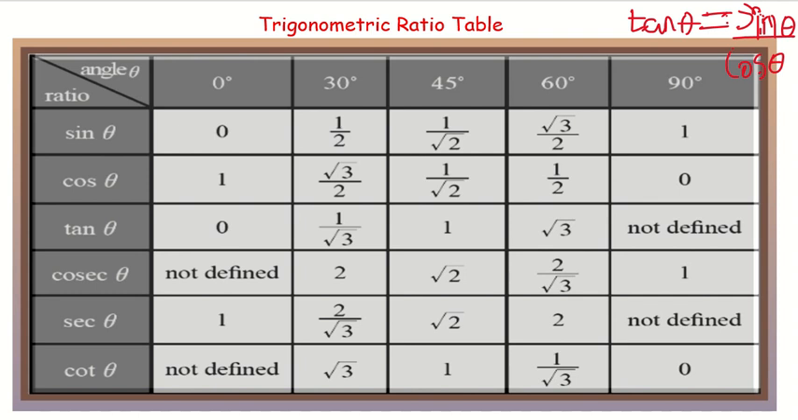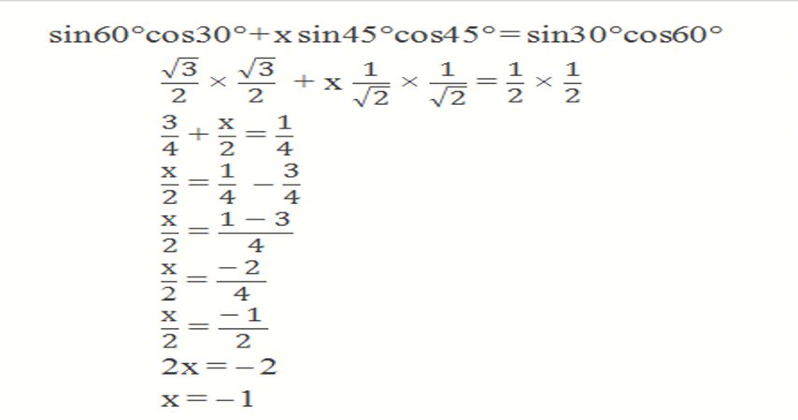Let us try to understand this through a problem. So what have they given in the problem now? Sin 60 into cos 30 plus x sin 45 into cos 45 equals sin 30 into cos 60. So they are asking you to find the value of x.